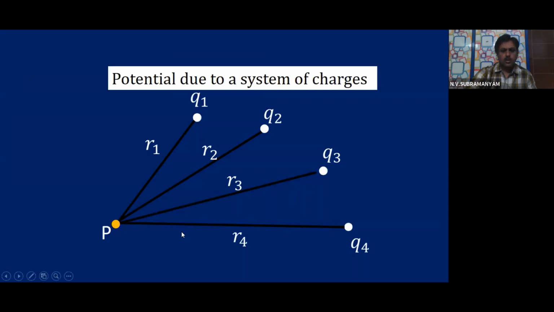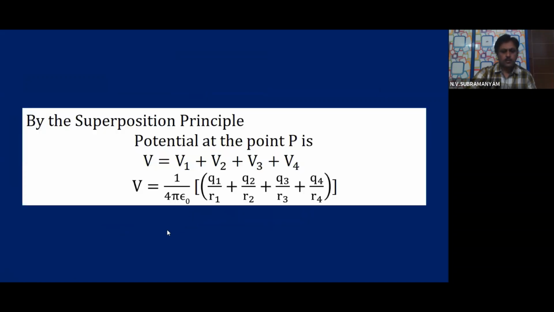You have also learnt about potential due to a system of charges and the superposition principle. Potential at the point P due to a number of charges is V equal to V1 plus V2 plus V3 plus V4. V is equal to 1 by 4 pi epsilon 0 times Q1 by R1 plus Q2 by R2 plus Q3 by R3 plus Q4 by R4, and so on. When a number of charges are there, we will use this principle.